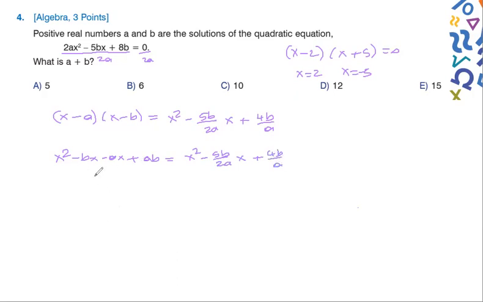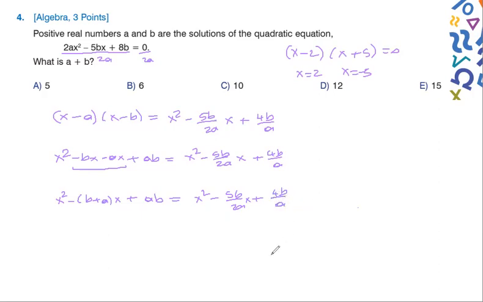Okay, so if I clean this left side a bit, so we have only x terms, maybe I can subtract x terms from both sides, but I don't want to do that because we're going to make them equal. The middle two terms can be combined, minus b and minus ax, so it can be written as minus (b plus a) x, and plus ab, equals x squared minus 5b over 2a times x, plus 4b over a.